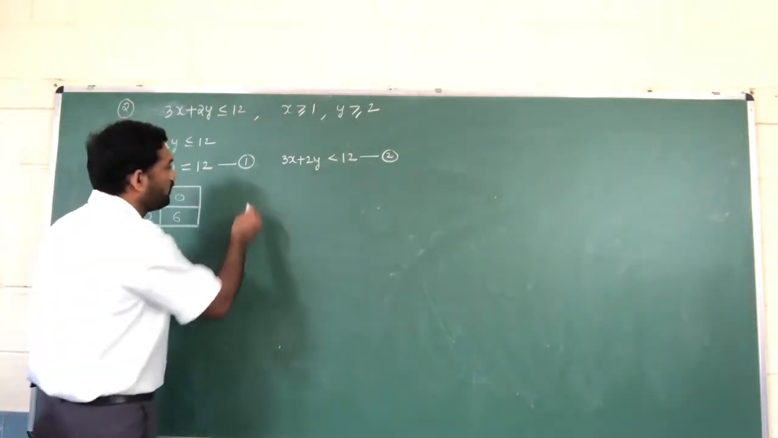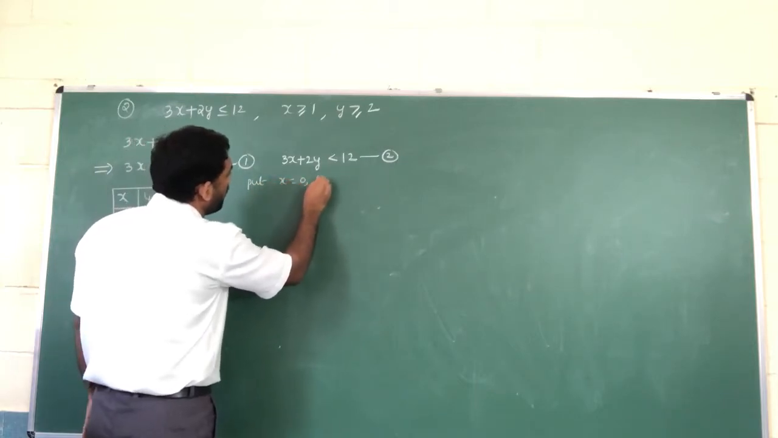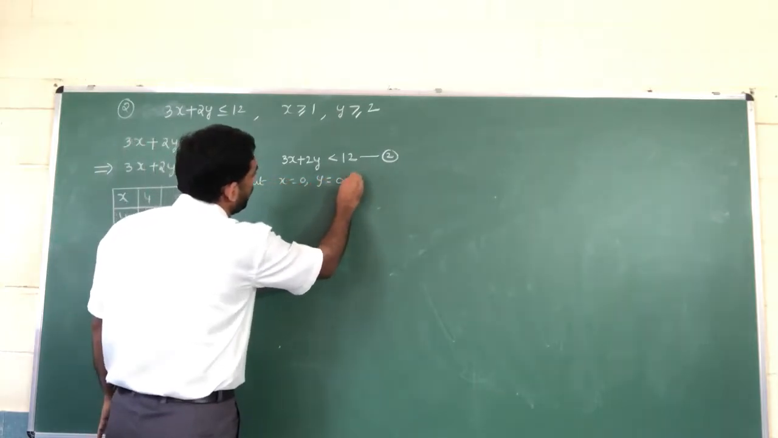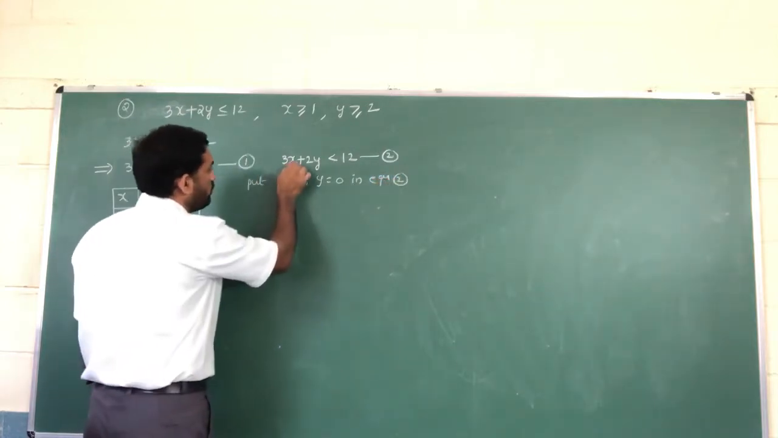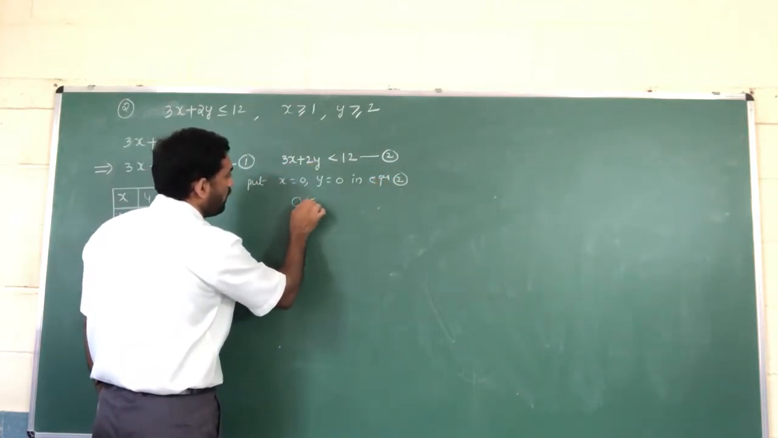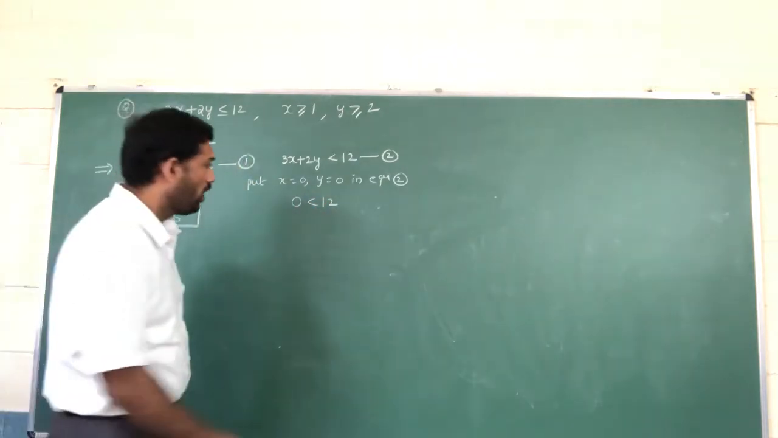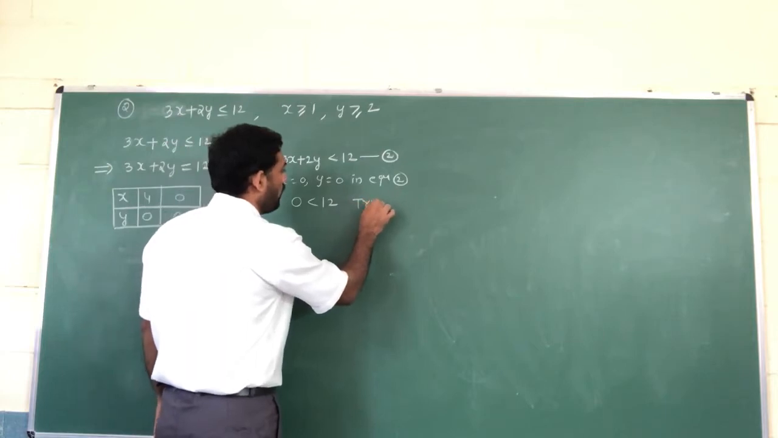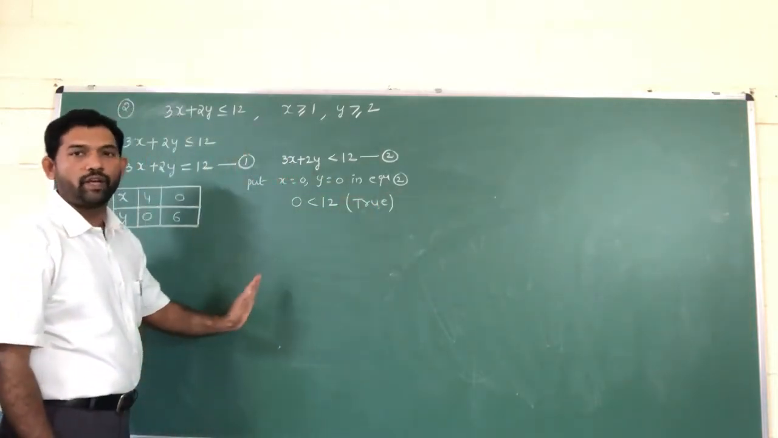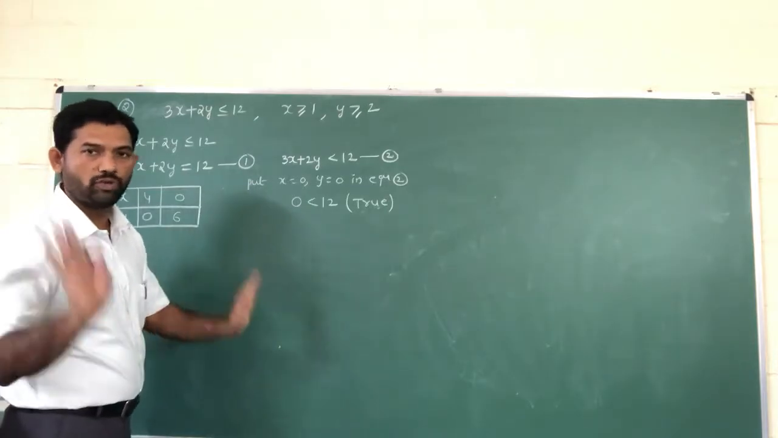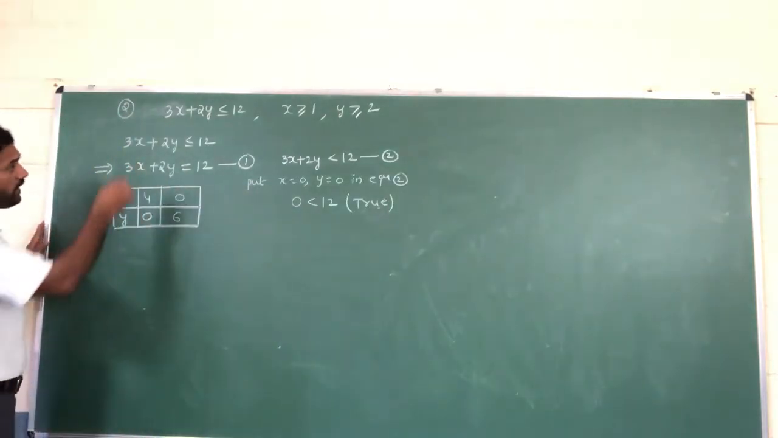After that, same procedure: put x equal to 0, y equal to 0 in equation number 2. Then what happens? 0 less than 12. It is always true. Where we have to shade, I will show you.